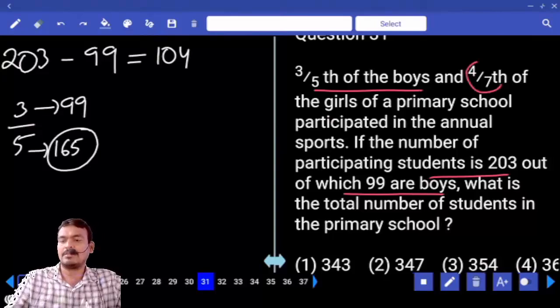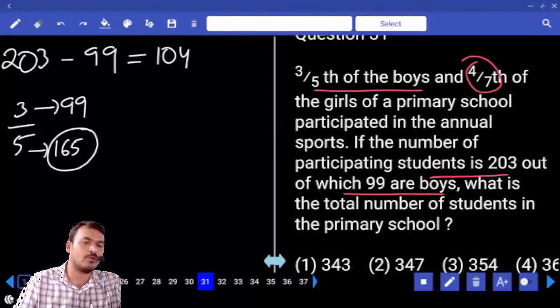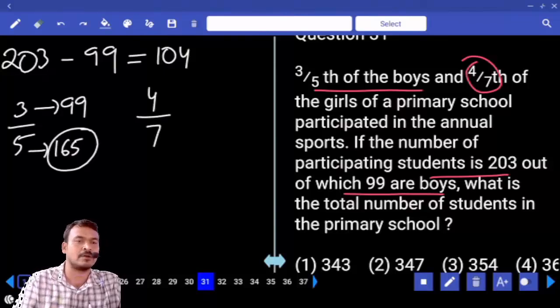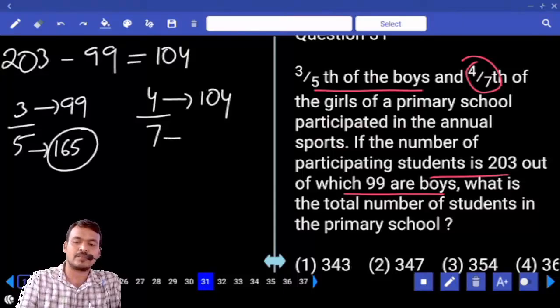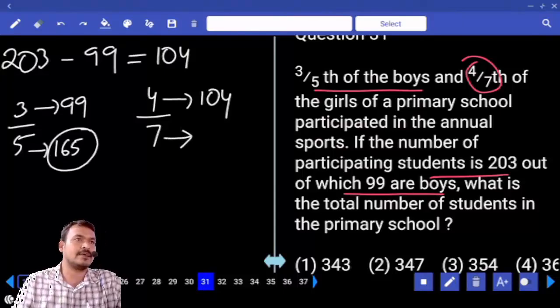And girls, how much fraction participated? 4/7. Out of 7 parts, how many parts participated? 4 parts. What is the value of the 4 parts? 104. Every 1 part is 26. How many parts do we need? 7 parts. 7 into 26, how much?